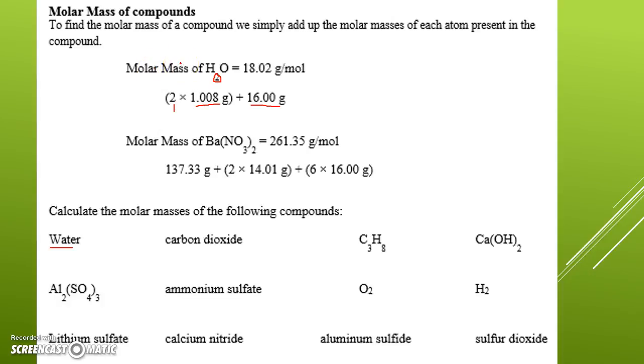Carbon dioxide: what you would do is find the molar mass for carbon, which is 12.01. And as you know, there's no prefix there, so that's just one of them. And then you would add 2 times 16, which is the molar mass of oxygen. Then you can add those up and get your final answer. It's around 44. Okay? So you would do that kind of thing for each of them. So go ahead and give a couple of those a try.